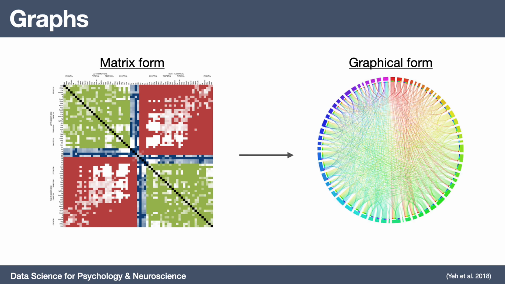You can represent the same information in graphical form. In this case, I'm using a circular graph. So every independent node here is a separate color that maps to a particular brain area, and the lines show areas that are connected to each other. This graph here shows the same information that's in the matrix, but it's a little bit easier to understand the nature of the relations by looking at them as a set of nodes and edges.